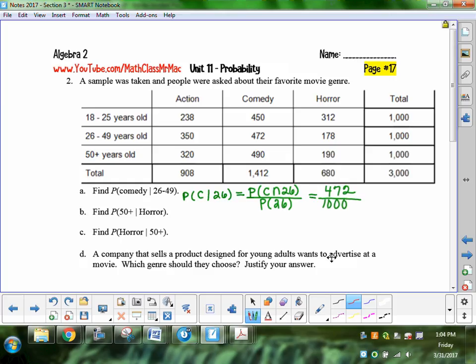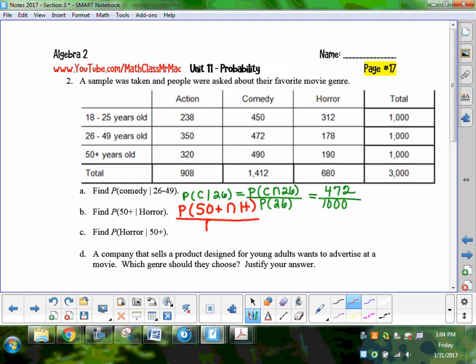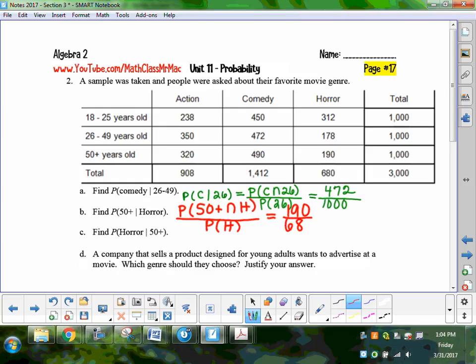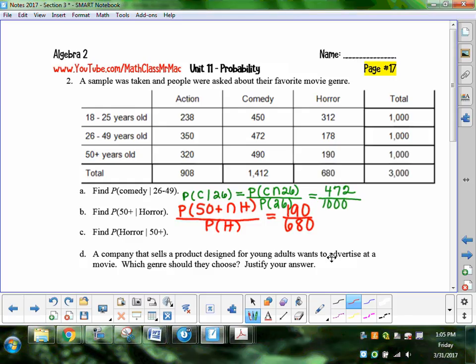So, the way that we would figure this out is it's the probability of 50 and above and horror movies over what? Yeah, the number of people who like horror movies. So looking at this, what would my numerator be, Christina? What's your numerator? How many people are there in the band that are over 50 and like horror? What is it, Luke? 190 over what, Luke? 680. The probability that someone is 50 plus and likes horror: 50 plus like horror, boom. This over the total number that like horror.